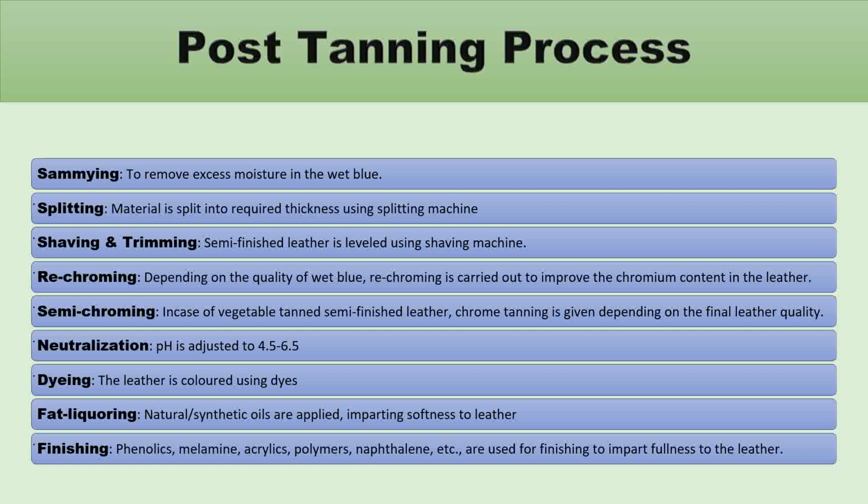This is followed by semi-chroming, neutralization, and dyeing. Dyeing is also used because some of the leather needs to be processed for a finished look. So dyeing is necessary, and then fat liquoring and finishing. So many chemicals are used. A rough estimate is that more than 250 chemicals are used in a good tanning industry.